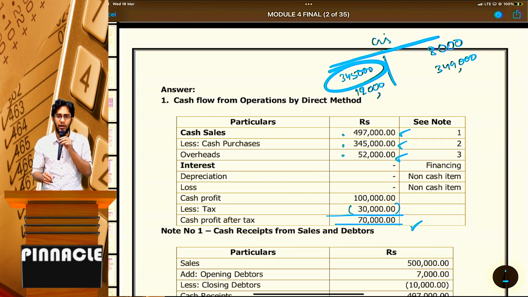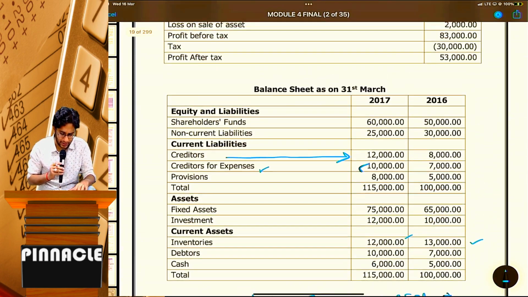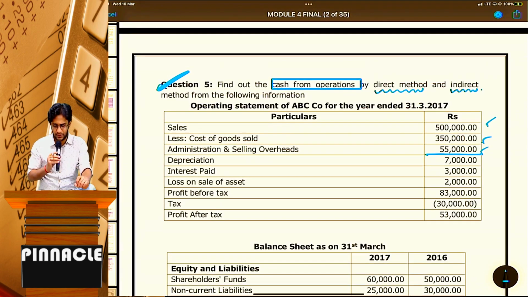This is a question added to the study material, sir. Of course, this is very much within your range, but still it's a newly added question. Originally it was not there in the study material, later on they added this. This is the direct method. Now come on to the indirect method. The indirect method is much easier, sir.